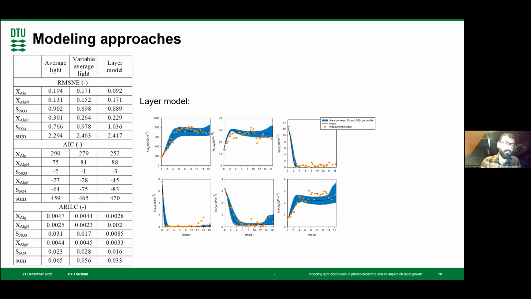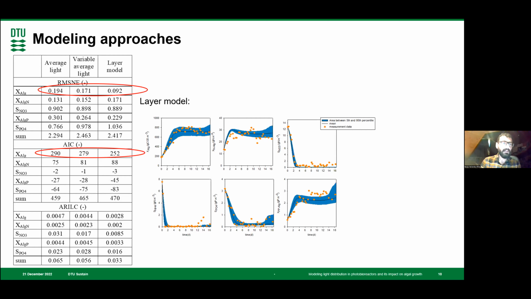So here you see quite a complicated table, but let's focus on algal biomass. When you look into the error on the model predictions, we can see that you actually reduce it when you increase model complexity. So when we have a layer model, the error is significantly lower when we predict algal biomass. And if you look into the Akaike information criterion, it gives the same suggestion, that the layer model is much better to predict algal biomass concentrations.